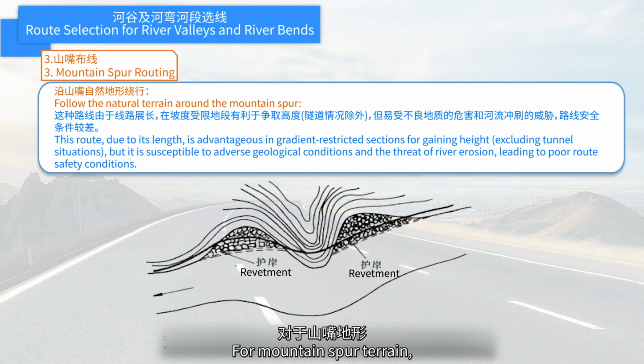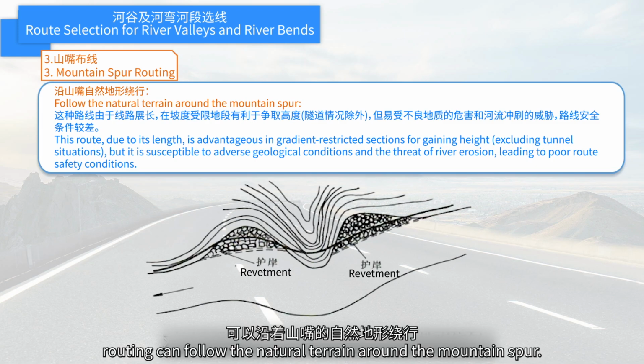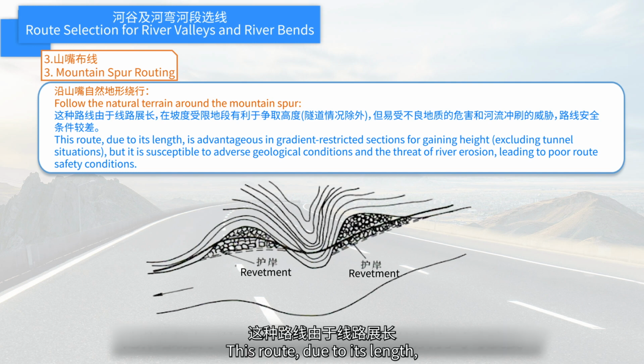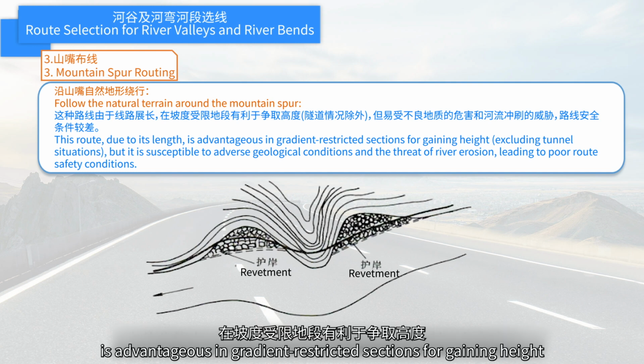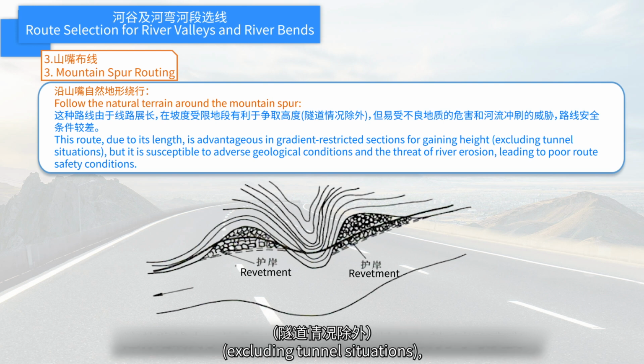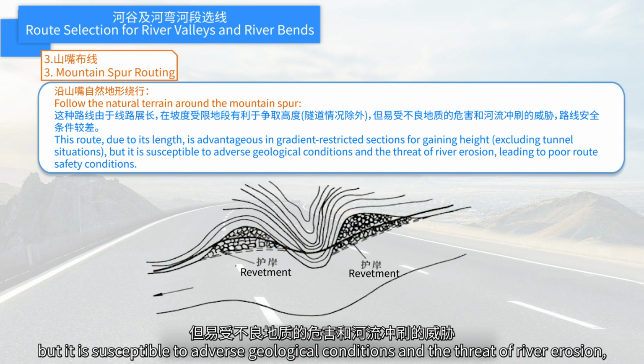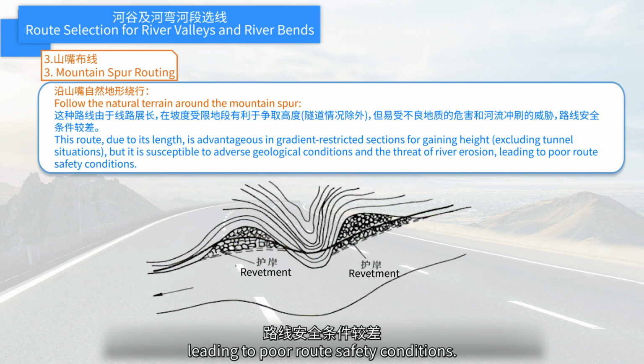For mountain spur terrain, routing can follow the natural terrain around the mountain spur. This route, due to its length, is advantageous in gradient-restricted sections for gaining height, excluding tunnel situations. But it is susceptible to adverse geological conditions and the threat of river erosion, leading to poor route safety conditions.